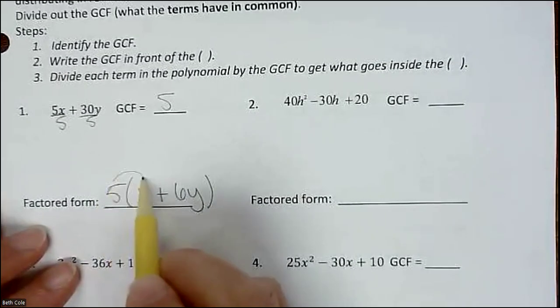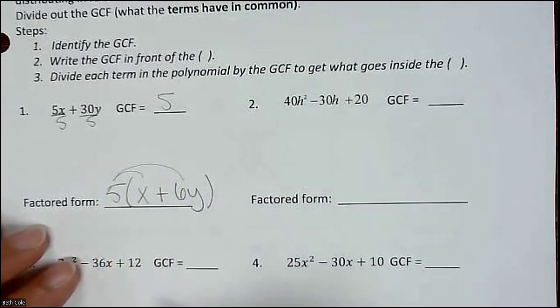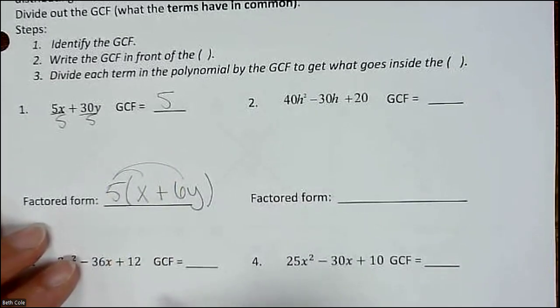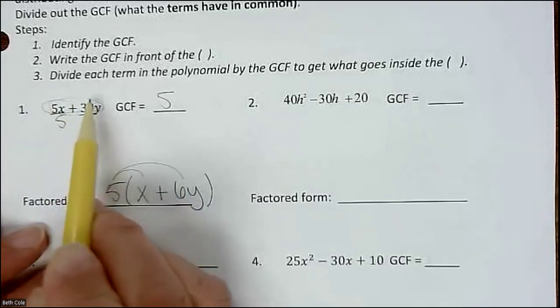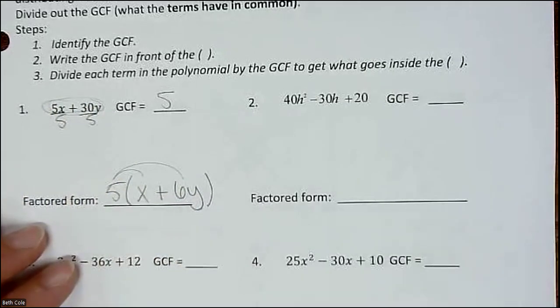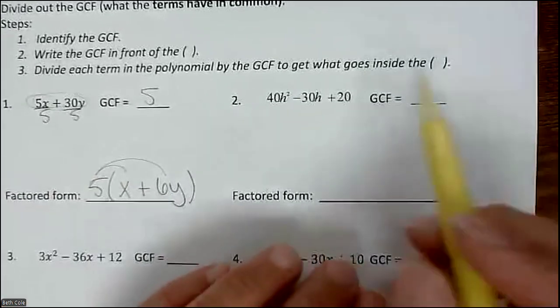Now look, because I want you to understand what we actually did. If you took 5 and distributed it through there, what would you get? 5x. Do you see how that's the original problem? We undistributed. You did it backwards. All right, let's try it again.